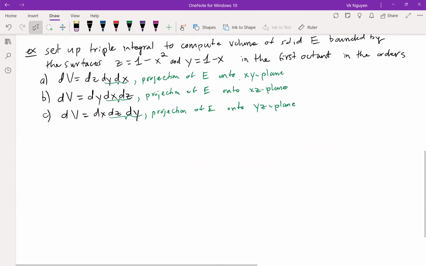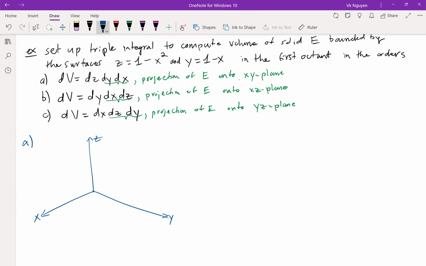Different projections are going to get us different setups. Remember it's in the first octant, so whatever you see here is in the first octant. z equals 1 minus x squared is a paraboloid. You go from 1 right here and you come back. It's a paraboloid.